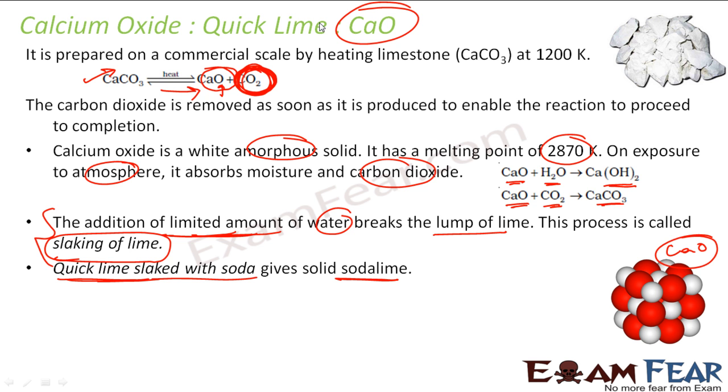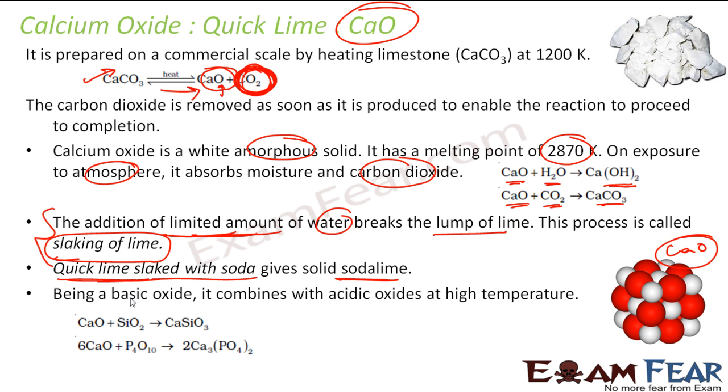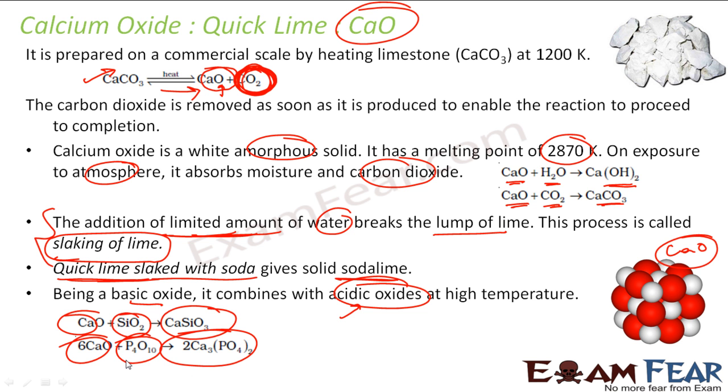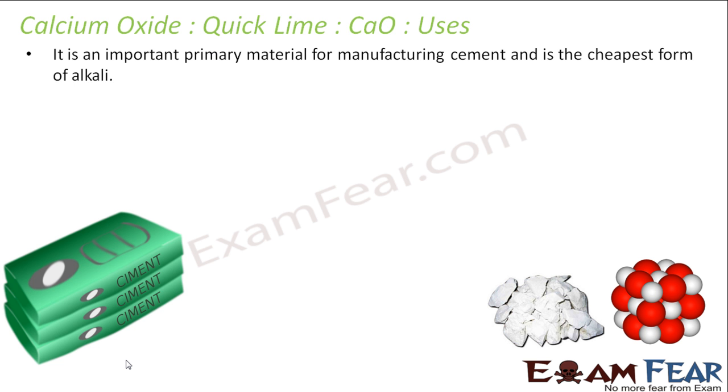And this calcium oxide is basic in nature, right? Since it is basic in nature, it combines with acidic oxides. So if you see calcium oxide, this is basic, this is acidic, and it combines to form calcium sulfate. This is basic, this is acidic, they combine at high temperature.